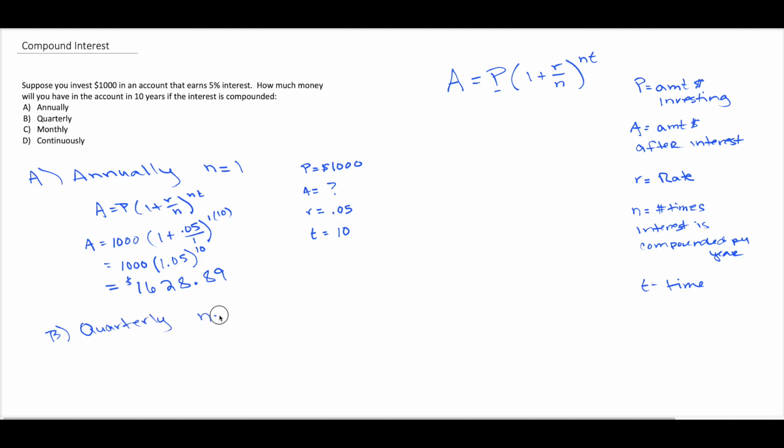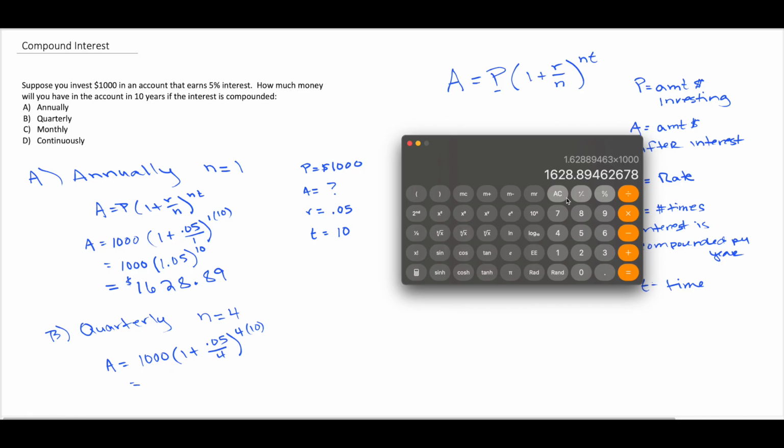So now let's do the same thing, but we're going to look at interest compounded quarterly. So 4 times a year would be quarterly, so n would be equal to 4. Okay, so we would have A is equal to 1,000 times (1 plus, again, the same rate, 0.05, this time divided by 4) to the 4 times 10 power. Okay, so similarly, when we go to plug this in, I'll pull up the calculator.